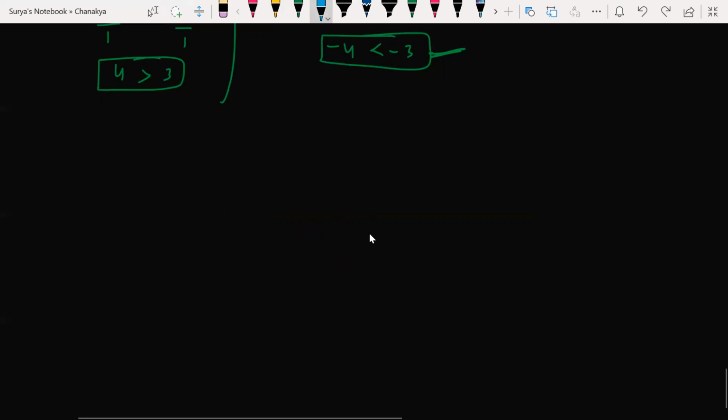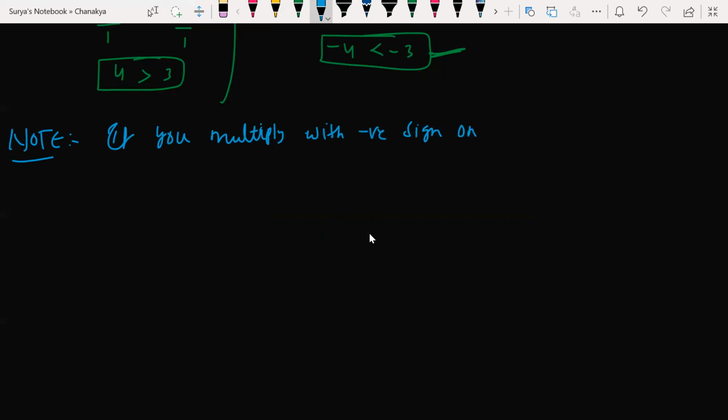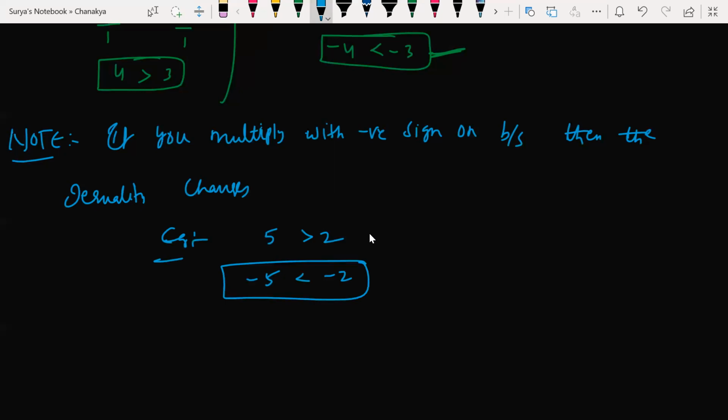If you want to write a note, you can write. I'll give a note here: if you multiply with a negative sign on both sides, then the inequality changes. Example, I just told 5 is greater than 2. If you multiply with negative on both sides, the inequality changes. Understood my point? Very simple. Any doubts? No, sir.